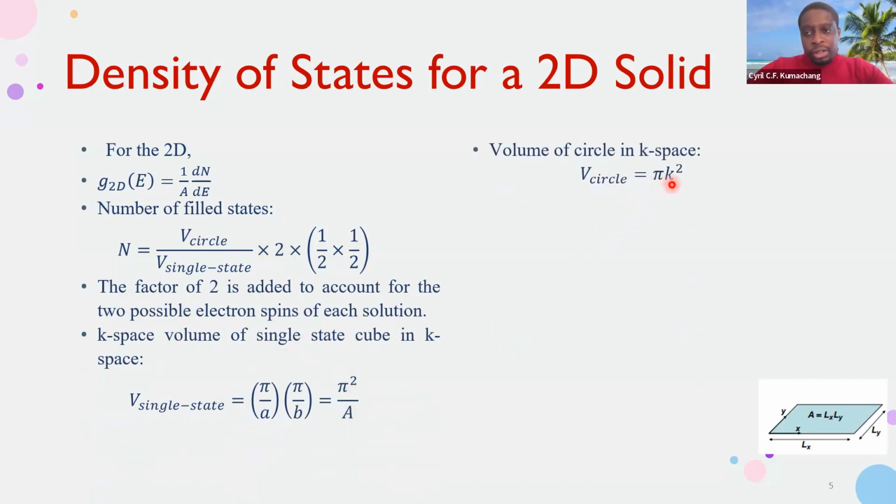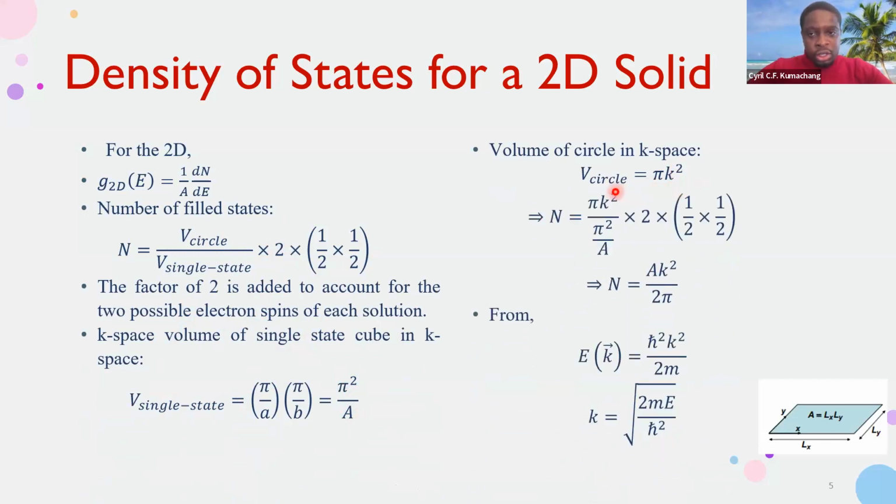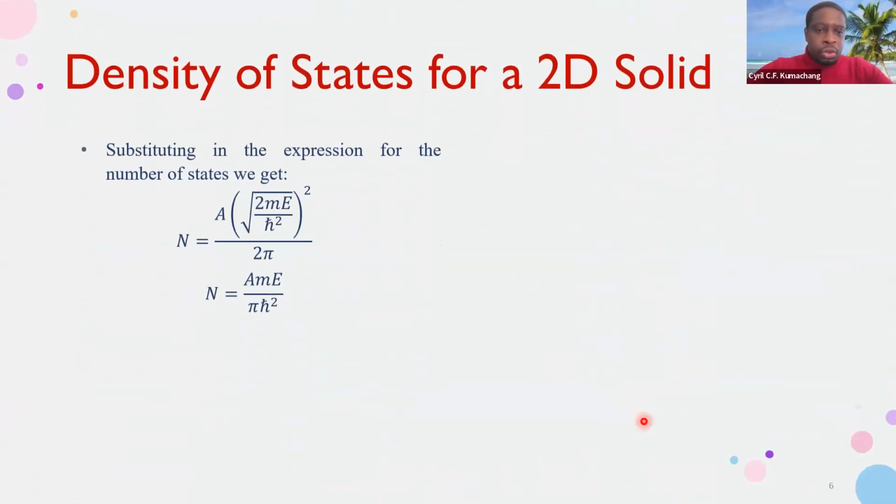Meanwhile, the volume of the circle will be given by pi radius squared, and k is our radius in this case. Substituting this expression and this one in here, you're going to have this, and doing the simplification, this is the expression for the number of filled states you will get. This is still in terms of k. We do the same trick as above to get k. Substituting it, we end up having that our n in terms of E is given by this.